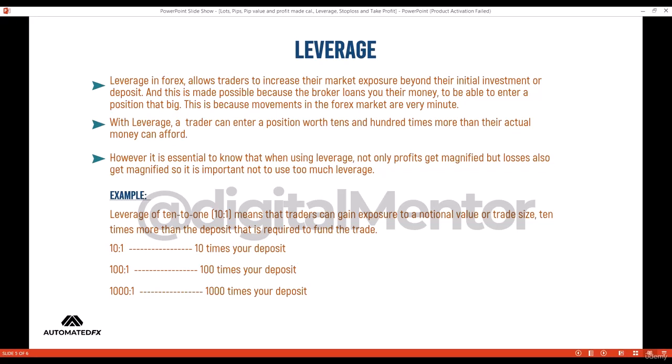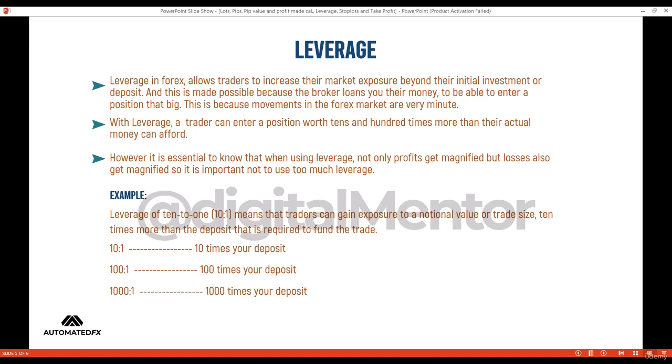Now, what is leverage? Leverage in Forex allows traders to increase their market exposure beyond their initial investment or deposit. This is made possible because the broker loans you their money to be able to enter a position that big. Now why is there leverage in Forex? Leverage exists in Forex because the movement between prices of currencies is usually very minute, very little. So in order for us to make any substantial profits, we have to take advantage of those little movements, and leverage is the only way we can take advantage of those little movements.